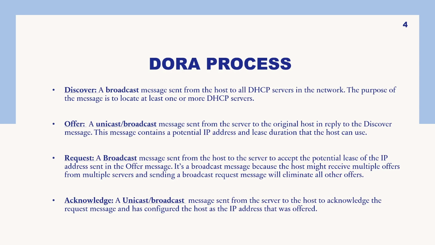So the host will send a request message, and the request message is a broadcast message, sent to the server to accept that potential lease of the IP address. It is a broadcast message again because the host might receive multiple offers from multiple servers, and sending a broadcast request message will eliminate all other offers. So essentially, the request message is accepting server B's offer, and it's rejecting server A and server C's offers because they are slower than server B.